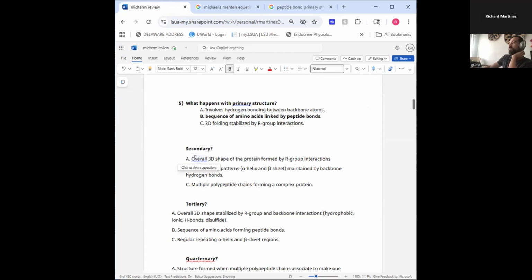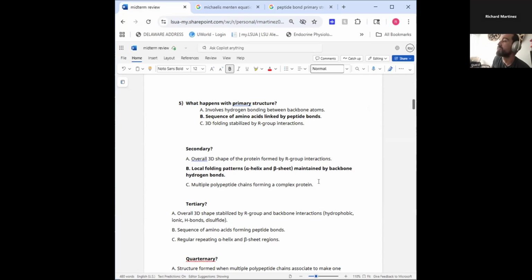Okay. So overall 3D structure of protein formed by R group interactions. Is it local folding, alpha helix, beta sheet, maintained by backbone hydrogen bonds? Yep. I love that answer right here. Boom. I would just pick this and move on. But we'll find out why it's alpha helix and beta sheet, beta pleated sheets in a moment.